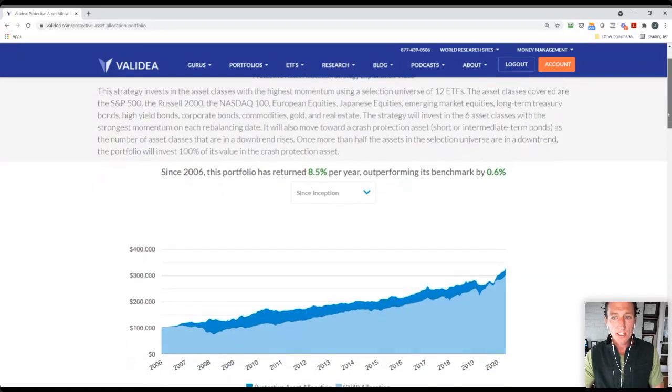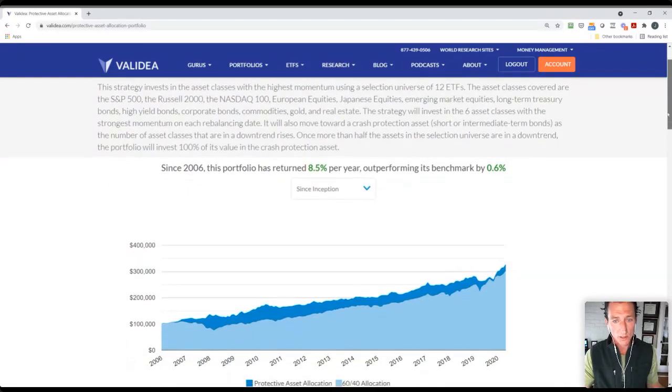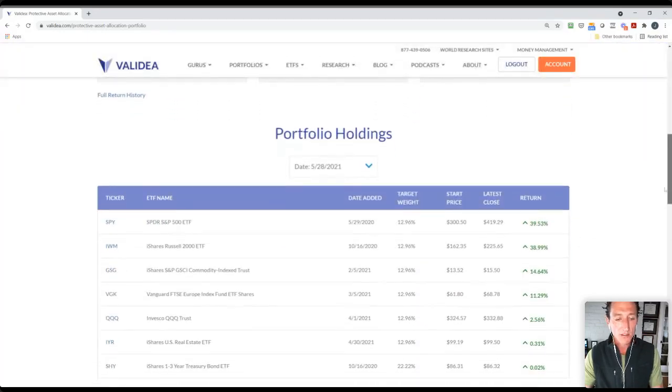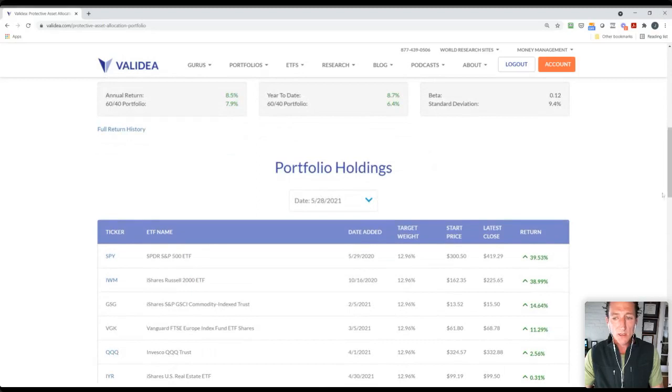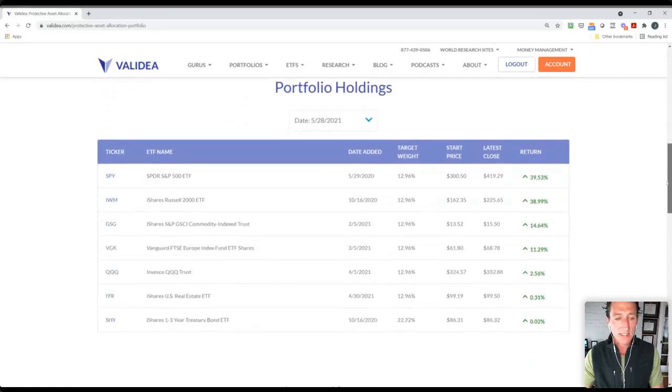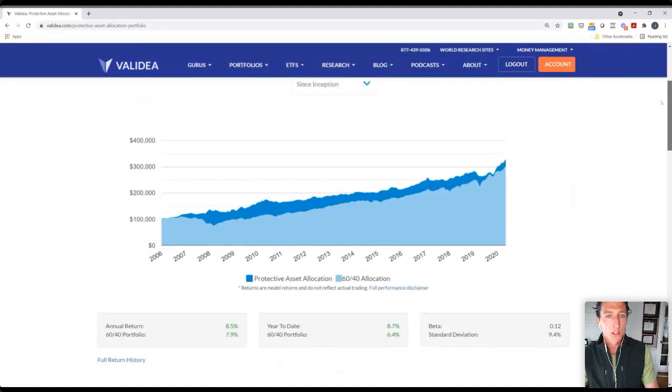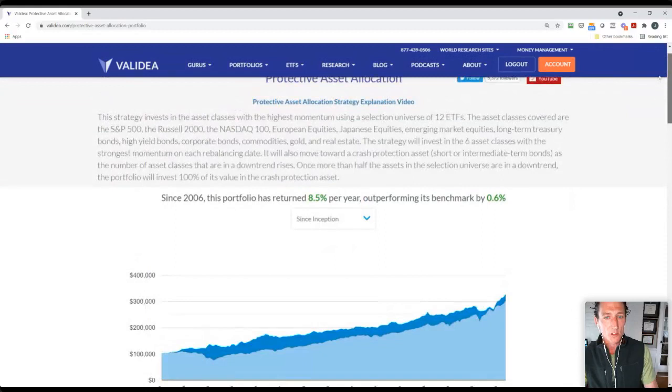It basically looks at 12 different ETFs across a wide range of asset classes: stocks, bonds, international stocks, emerging markets, long-term treasuries, high yield bonds, corporate bonds, commodities, and gold. And it basically brings us into the 6 different asset classes that are exhibiting the highest price momentum over the intermediate term. But this strategy also has the ability to move to crash protection in the event that the majority of the assets are in a negative trend.